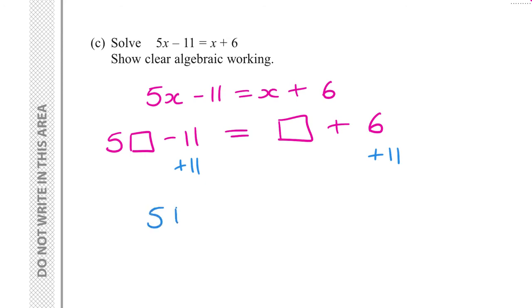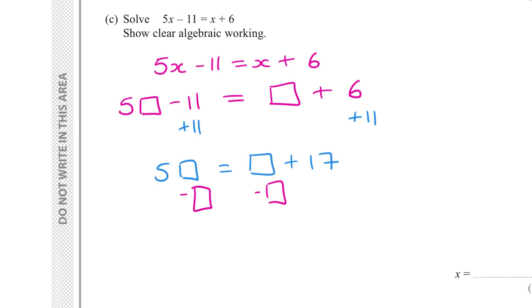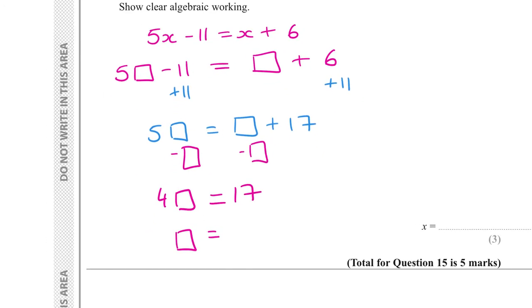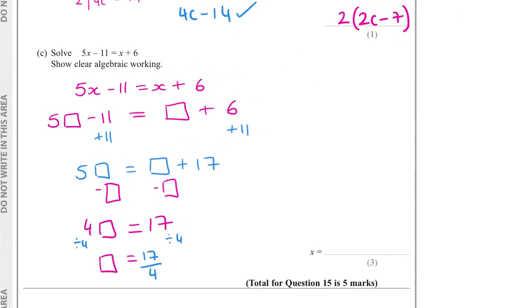So I'm left with 5 lots of a number equals that number plus 17. Now if I take away that number from both sides, I'm left with 5 lots of a number minus that number, which is 4 lots of that number, equals 17. So how do I now find that number? Yes, because I have to divide both sides by 4 to find out what 1 is. 17 divided by 4 is 4.25.